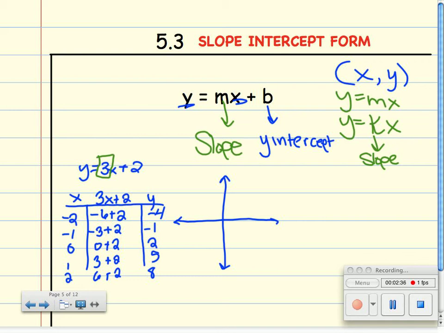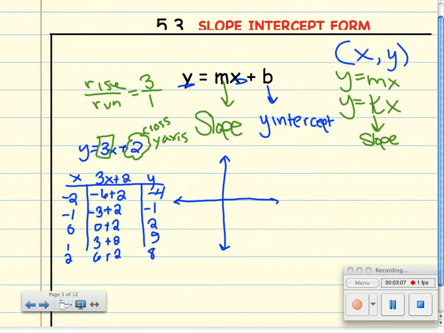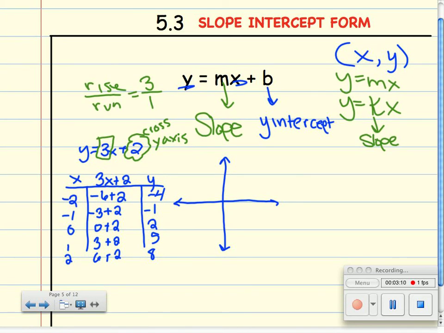I'm just going to make a rough sketch. I'm not going to be able to go up that far, so I'm going to pull a graph in. Okay, if we were to graph these points, I have the point -2, -4, so I'm going to plot it. We go to the left 2, down 4. Then -1, -1; 0, 2; 1, 5; and 2, 8.